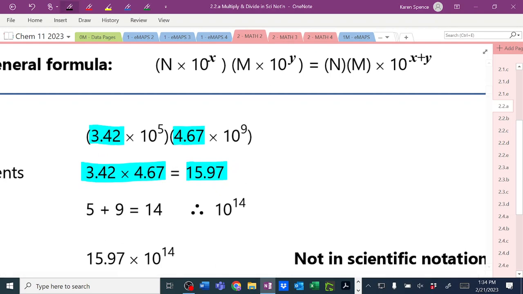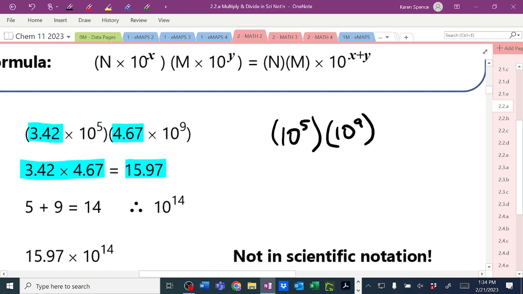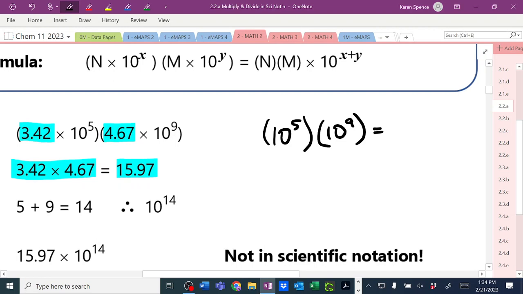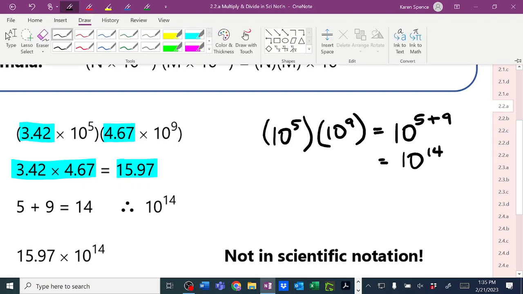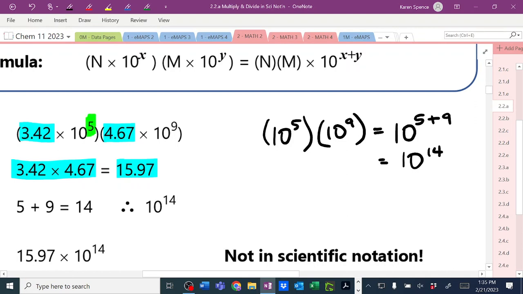Now, if you have 10 to the 5 and you multiply it by 10 to the 9, what would you do with your exponents there? You would add them. So that's going to be equal to 10 to the 5 plus 9, which is 10 to the 14. So in other words, we had a 5 up here, we had a 9 up here, we took 5 and 9 and we got 14. So our power of 10 is 10 to the 14.